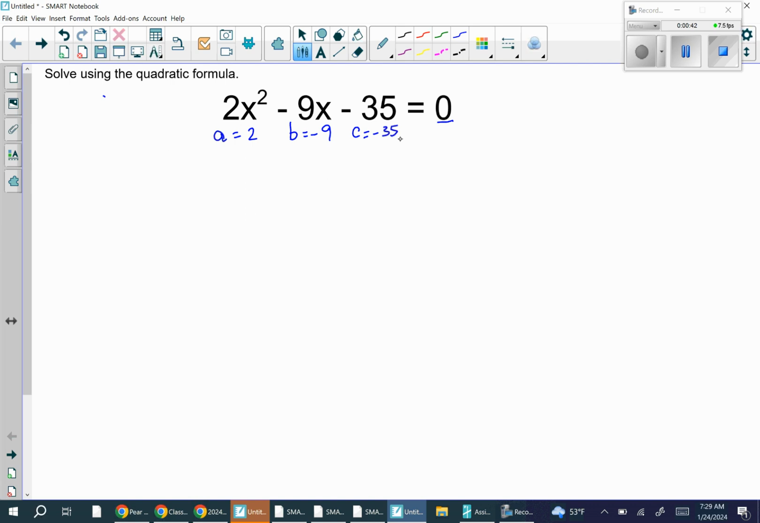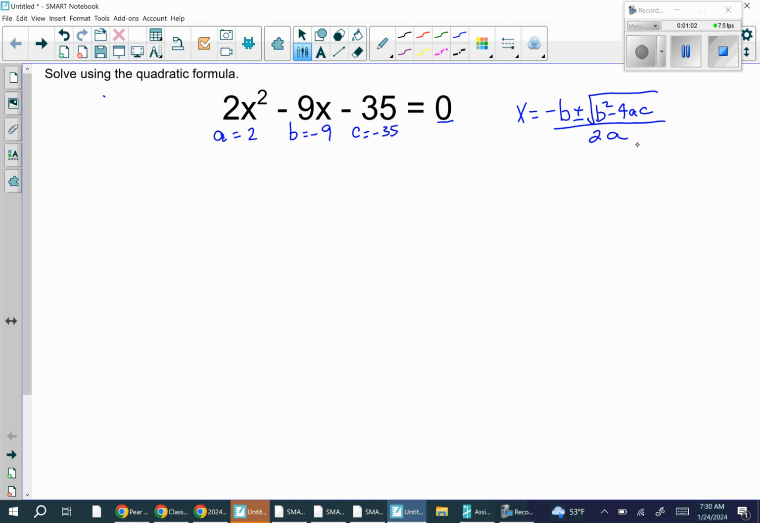And the next step, if you so choose, is to write the quadratic formula just to keep yourself organized. We have x equals -b, or the opposite of b, plus or minus the square root of b squared minus 4ac, and that is all over 2a. Hopefully you have that memorized by now.